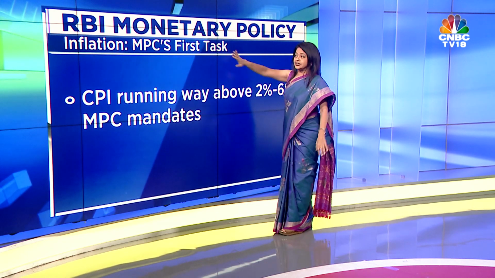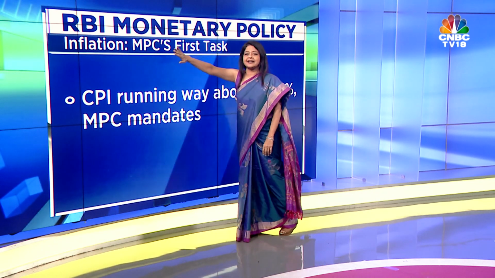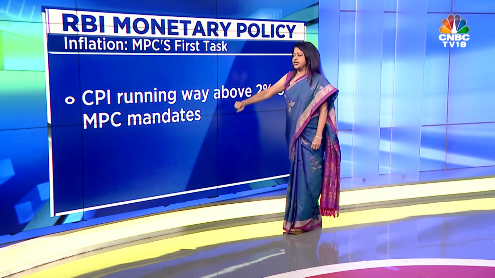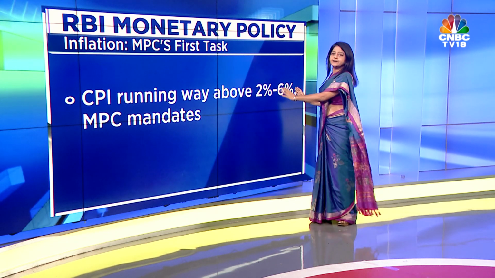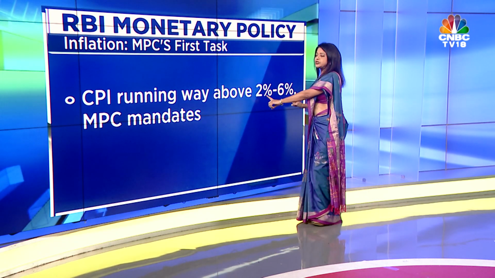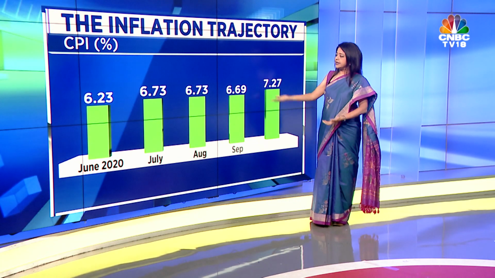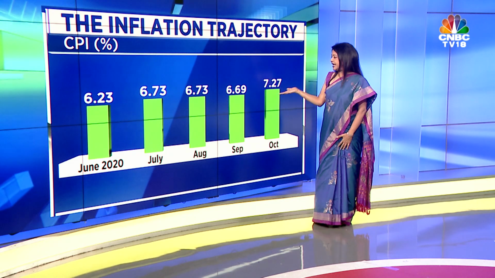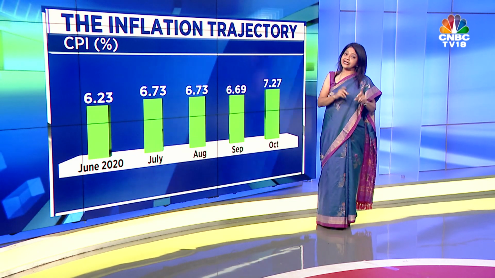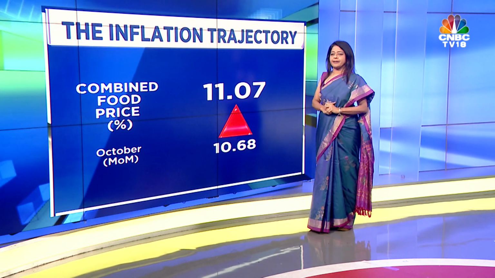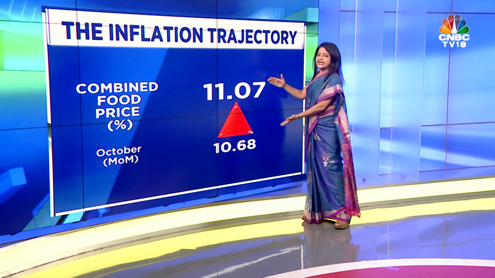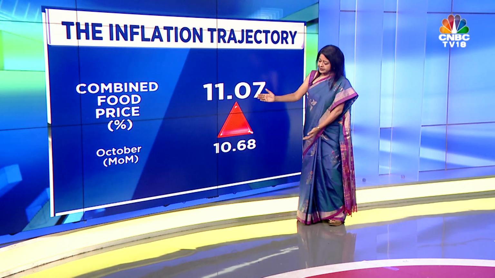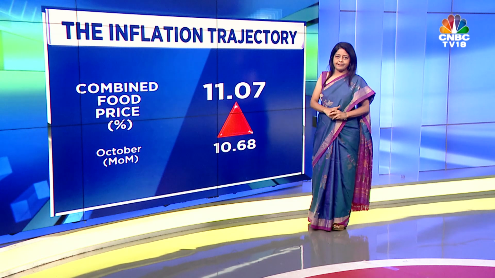Now, let's not forget, the Reserve Bank's biggest task is to control inflation. Inflation has to be kept, according to the law, between 2 and 6% by the MPC. That's their mandate. But look at it. For the last so many months, inflation has been above 6%. In fact, in October, it's above 7%, and that's likely to be the reading in November as well. Basically, it's a food inflation problem. Look at the numbers, September, October, running at double digits.